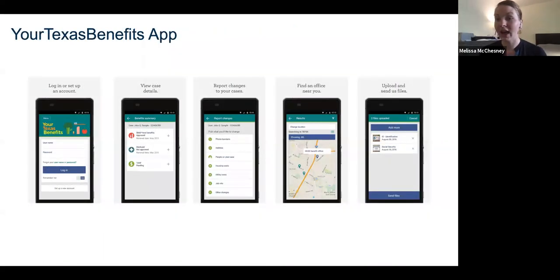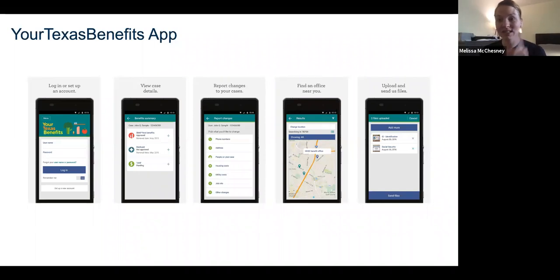I also wanted to just highlight that there is an app available. I've heard that more clients are comfortable with the app, and some of it is just because the phone is their major way to connect to the internet, and they're used to using apps. So in the app, you can log in and set up an account. You can view your case details so you can see what benefits are still active and what applications might be still pending. You can report changes. If you just need to update your address, you can do that right there on the phone. You can find offices near you.